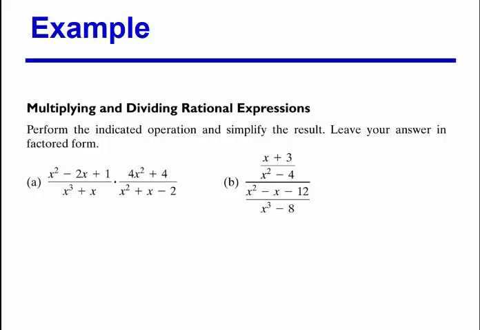So how do we multiply and divide rational expressions? We have two examples here. We have a and b. So a is a multiplication problem, b is a division problem. And so leave your answer in factored form.